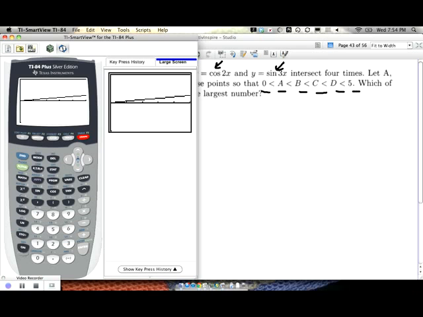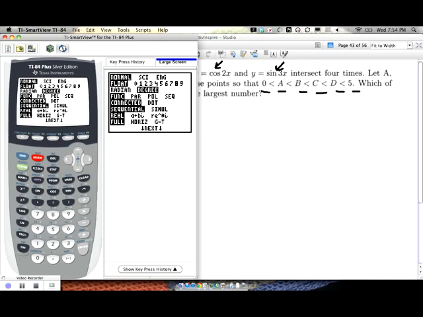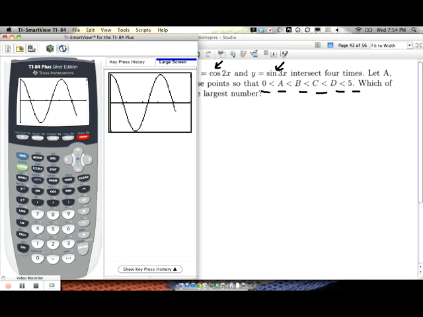You know what? I have a feeling that we might be in a different mode. Let's double check that. We are, and that's what was happening in that last problem as well. I was wondering why I was coming out with something different. We need to be in radians. Here we go. Much smoother curves.